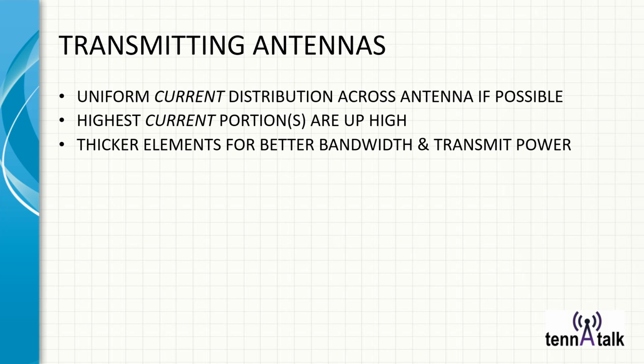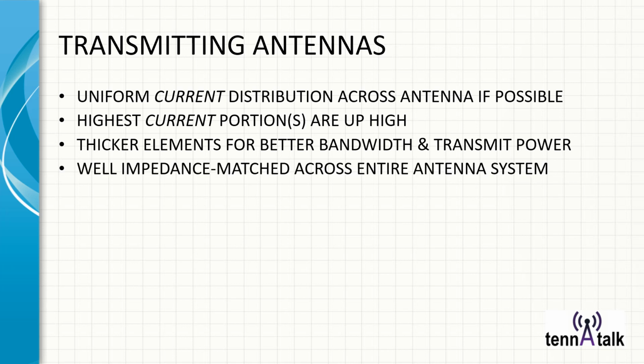Thicker elements give you better bandwidth and transmit power. For example, this is why you often see tubular aluminum being used for some antennas, especially beam antennas, rather than simple wires. Wires will work, but tubular gives you much more surface area. It's because RF moves up and down the wires on the surface of the wires, and therefore, if you have more surface area, it makes it easier for those electrons to move.